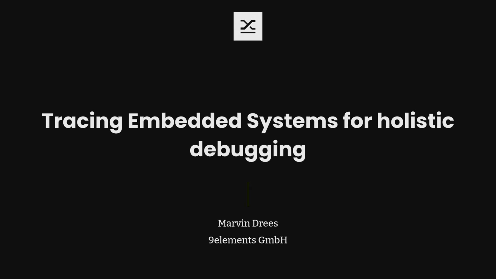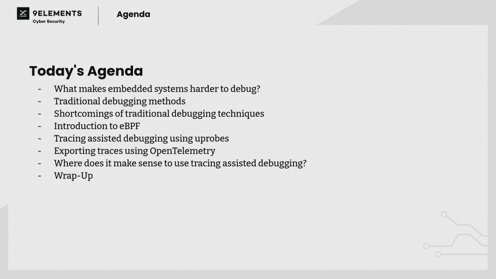So my topic will be tracing embedded systems for holistic debugging. I kept the title a little bit abstract on purpose. The reason for that is today's agenda is a little bit broad. It covers a lot of topics more from a high-level view and is mostly applicable to embedded systems, but you can also apply this to other Linux-based systems or even systems that are not even Linux-based.